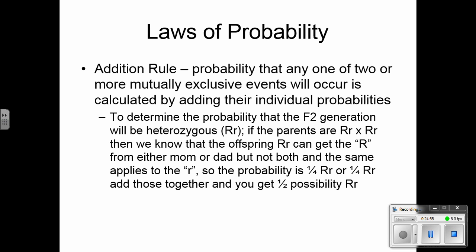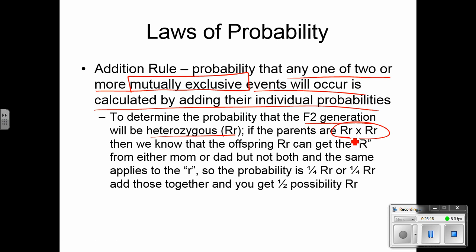There's also the addition rule in the laws of probability, and that means that the probability that any one of two or more mutually exclusive events, they're not occurring together, will occur is calculated by adding their individual probabilities. So to determine the probability that the F2 generation will be heterozygous, if the parents are both heterozygous, then we know that the offspring, big R, little r, can get the big R from either mom or dad, but not both, because they don't both have that.